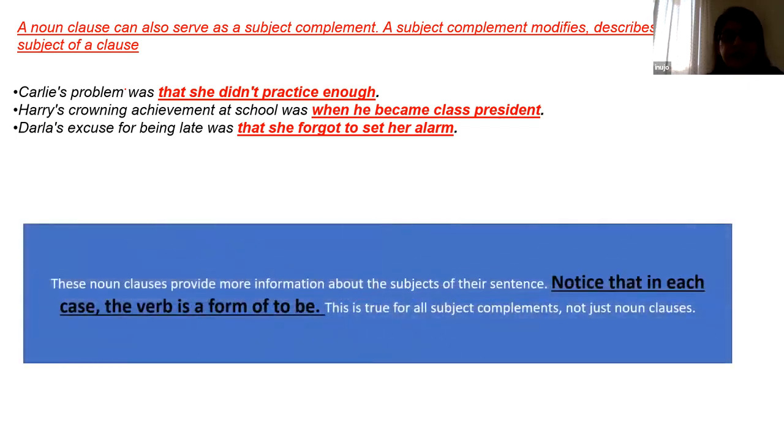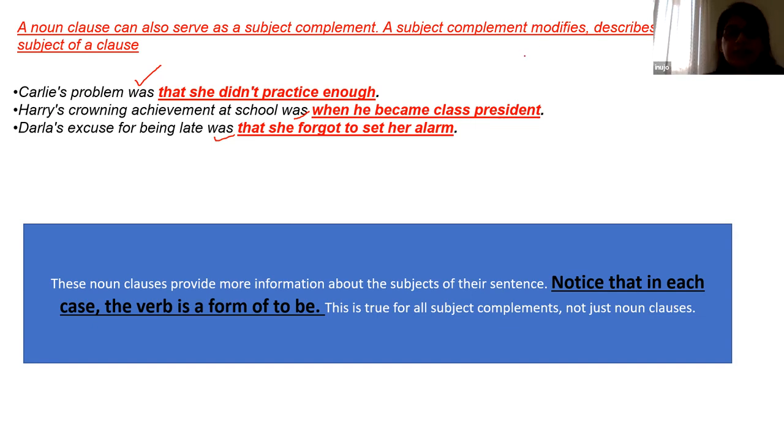Now notice here that in each case the verb is a form of to be. See, the to be form. For example, was, to be form, was, to be form, was, to be form. So whenever there is a verb in the form of to be, then the noun clause following that verb form becomes your complement, functions as a complement. Let's see the next one. Harry's crowning achievement at school was when he became the class president. So what is the noun clause? We need to identify the noun clause: when he became the class president.